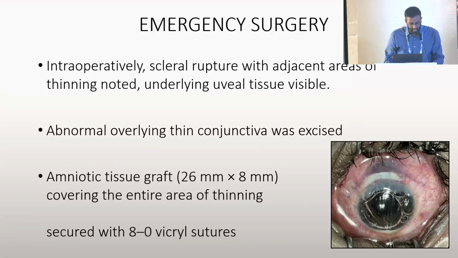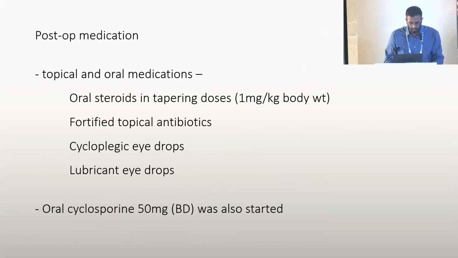Intraoperatively, scleral rupture with adjacent areas of thinning was noticed, and underlying uveal tissue was visible. All the abnormal overlying thin conjunctiva was excised, and a live amniotic tissue graft measuring 26 by 8 millimeters covering the entire area of thinning was implanted and secured with 8-0 Vicryl sutures.